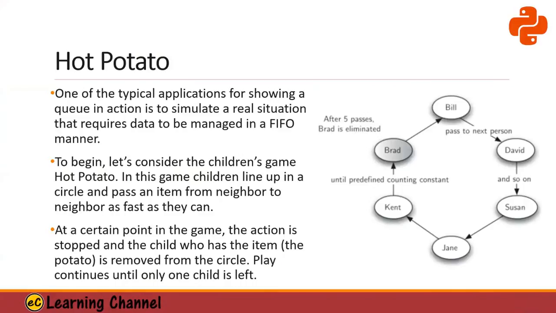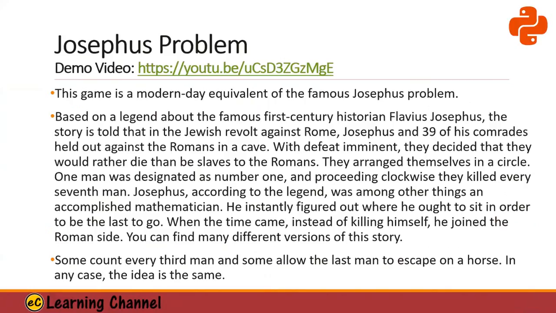One of the typical applications for showing the queue in action is to simulate a real situation that requires data to be managed in FIFO format. To begin, let's consider the child's game, hot potato. In this game, children line up in a circle and pass items from neighbor to neighbor as fast as they can. At a certain point in the game, the child who has the item, say the potato, is removed from the circle. So play continues until one child is left. So this is a similar problem.